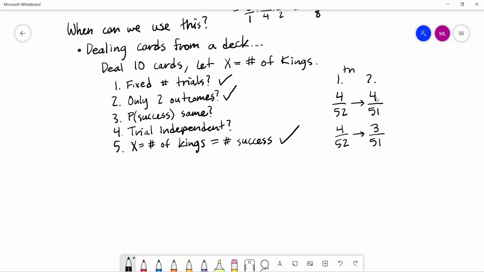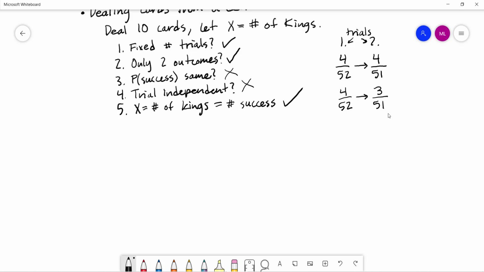And that means that the outcome of one affects the probability of the next, right? Pulling something that wasn't a king the first time led to this probability for our second trial, whereas pulling a king the first time led to this probability for our second trial, and they're different. The outcome of one affects the probability of the next one. So in these cases, both of these criteria are not satisfied.